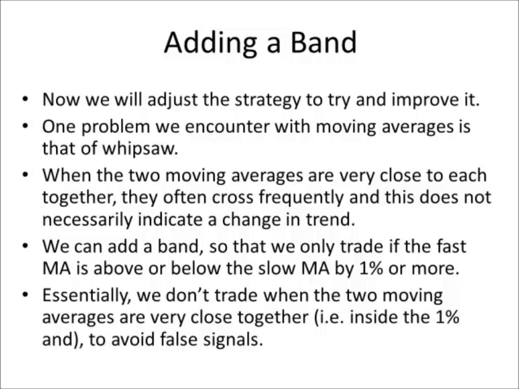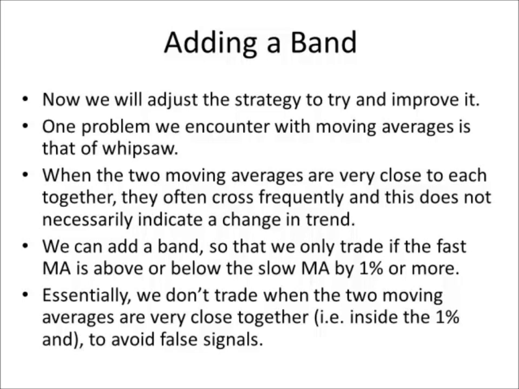The purpose of the moving average is to identify uptrends and downtrends. And sometimes if they're crossing one another, they're very close to each other, that's not an indication of a change in trend. So now what we can do is add a band, right? So we'll adjust the strategy so that we now trade if the fast MA is above or below the slow MA by 1% or more.